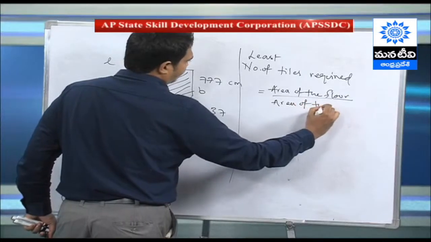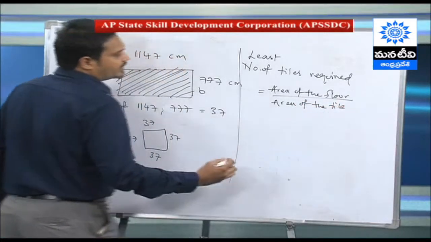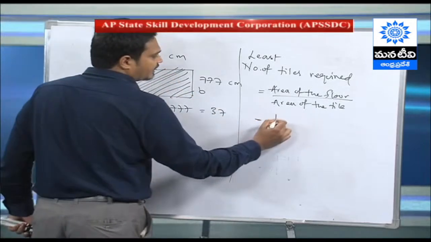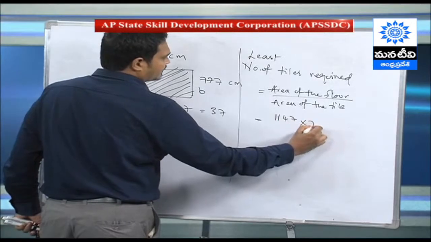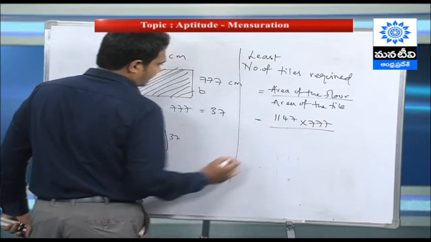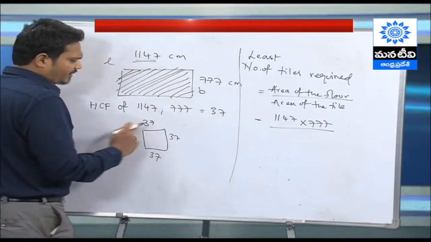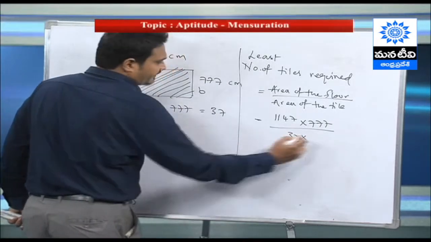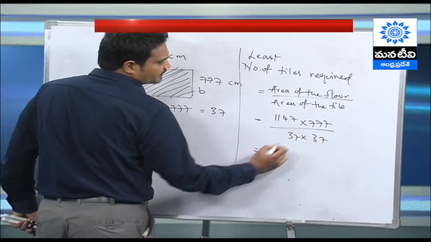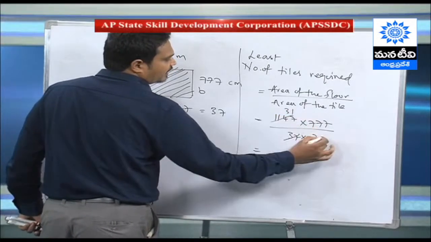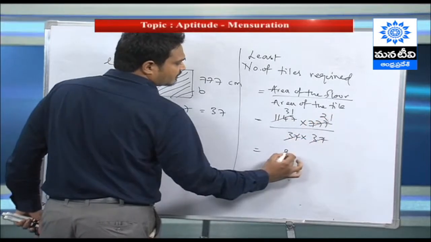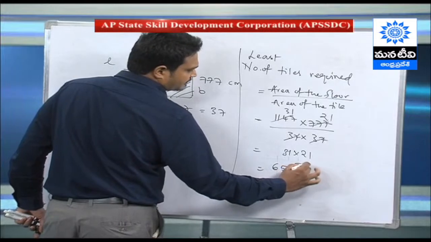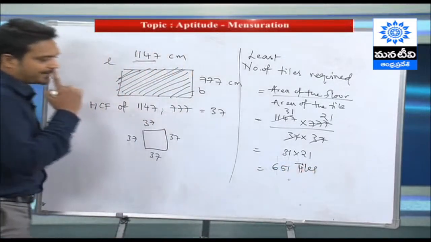Area of the floor by area of the tile. So the area of the floor is length into breadth, 1147 into 777. The area of the tile is a square, so it is 37 into 37. Which is so simple: 37 once is 31, 37 21 times, so 31 into 21 which is 651 tiles. So the number of tiles required is nothing but 651.